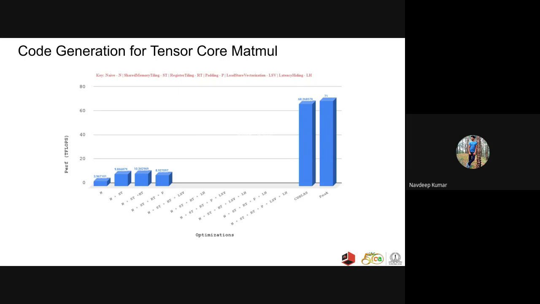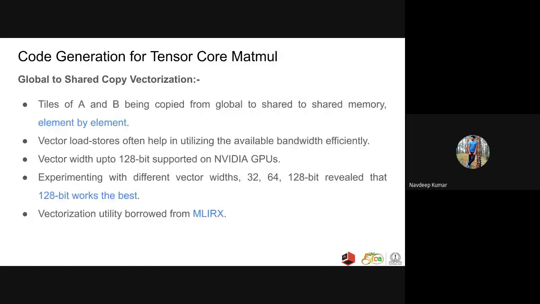There was not much performance gain from padding, which we had hoped to see. So it may happen that we are trying to optimize some other part of the code while the bottleneck lies somewhere else. The bottleneck really lies in the global to shared memory data copy, which is the slowest part of this. To optimize the global to shared memory data copy, we do two things. The first is vectorization of the copies, and the next is latency hiding.